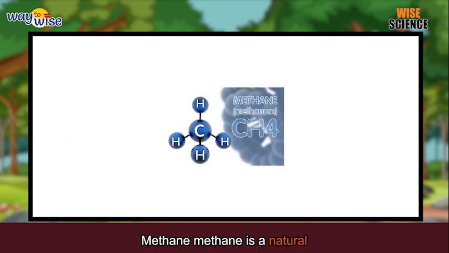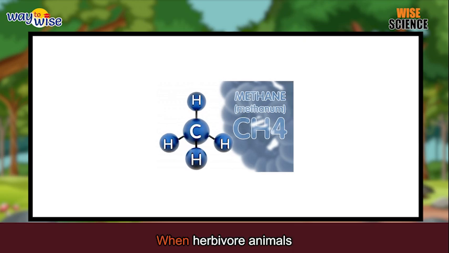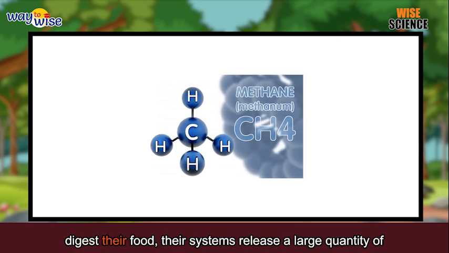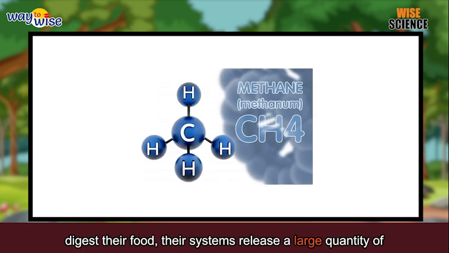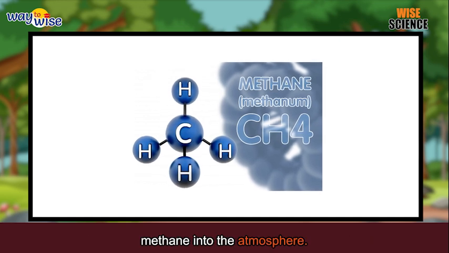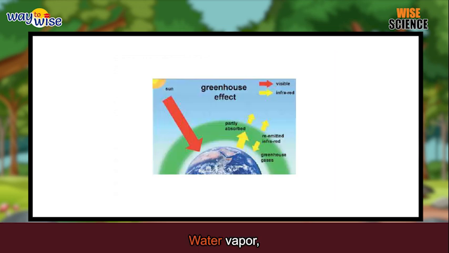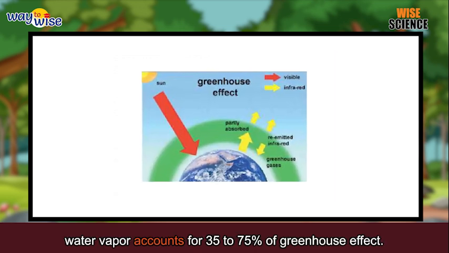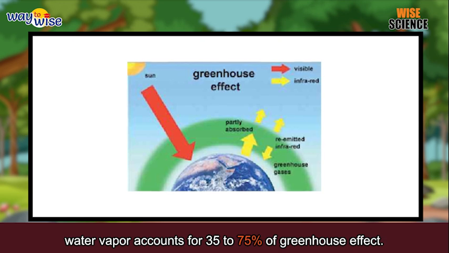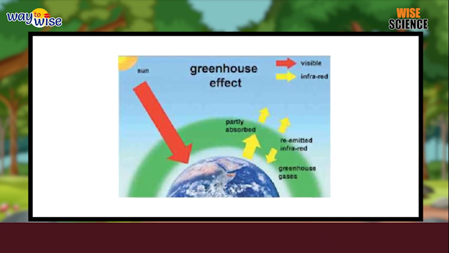Methane is a natural gas. When herbivore animals digest their food, their systems release a large quantity of methane into the atmosphere. This gas warms up our planet. Water vapor. Water vapor accounts for 35 to 75% of greenhouse effect.